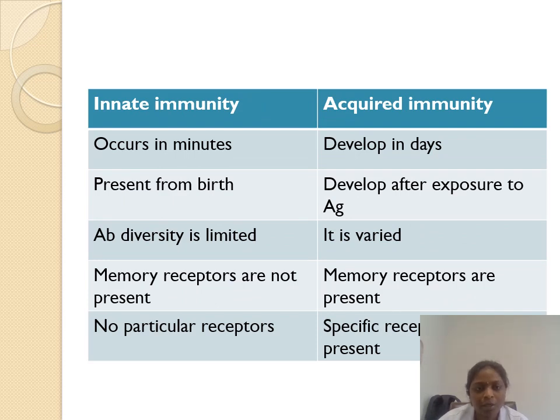Finally, I will conclude the topic by giving the difference between innate and acquired immunity. Innate immunity takes place in minutes, whereas acquired develops in days. It is present from birth, whereas acquired develops after exposure to an antigen. Antibody diversity is limited in innate, whereas it is varied in acquired. Memory receptors are not present in innate immunity. Memory receptors are present in acquired immunity, as this memory will recollect, and if the antigen enters again, the body will respond accordingly. No particular receptors are present in innate immunity, whereas specific receptors are present in acquired immunity.